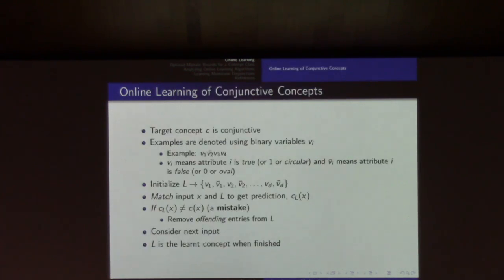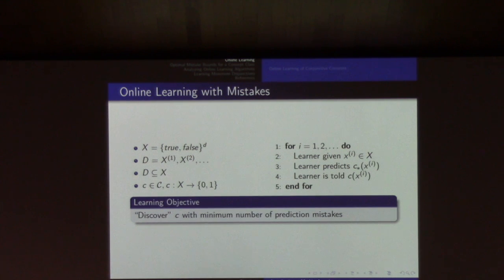So from next class onwards, we'll try to analyze algorithms based on this criterion, like how quickly can it learn the right answer, and by quickly I mean minimum number of prediction mistakes. Okay, any questions so far?